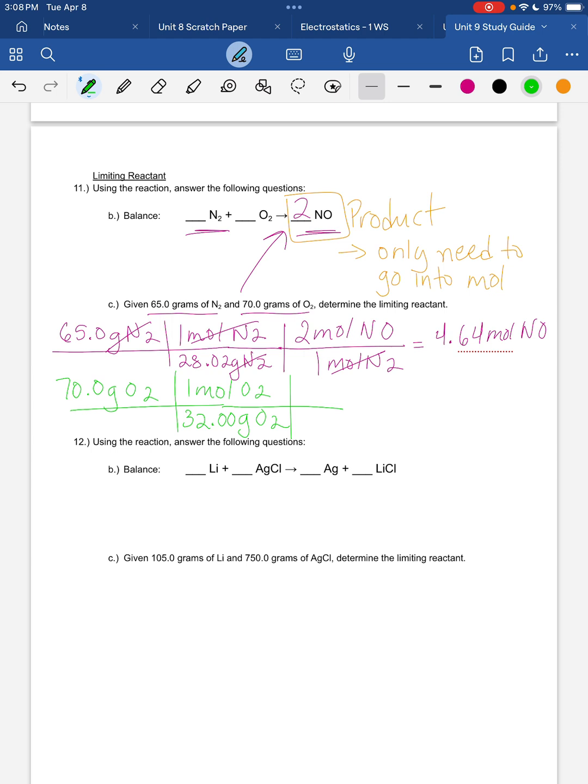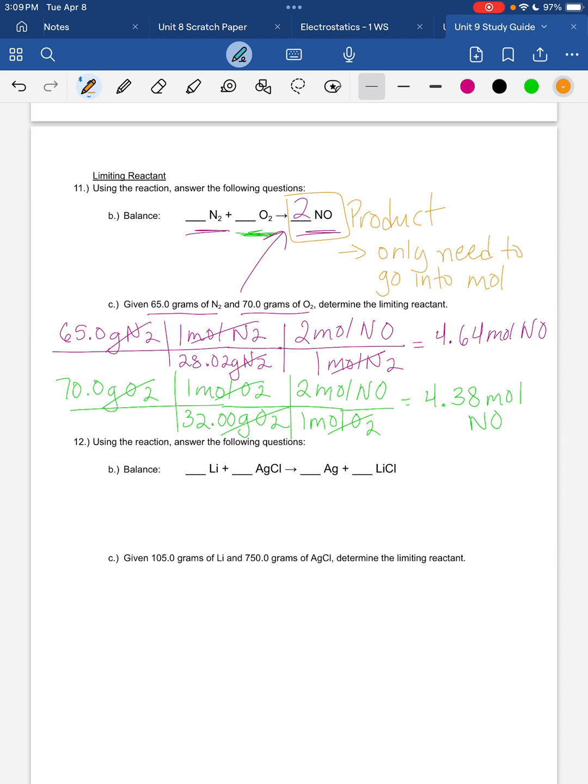Now we can go from moles of oxygen into moles of nitrogen monoxide. For every 1 mole of oxygen, again from your balanced equation, there are 2 moles of nitrogen monoxide. Again, we only need to go into moles here so that we can simply compare. So go ahead, multiply, divide. You should end up with 4.38 moles of NO.